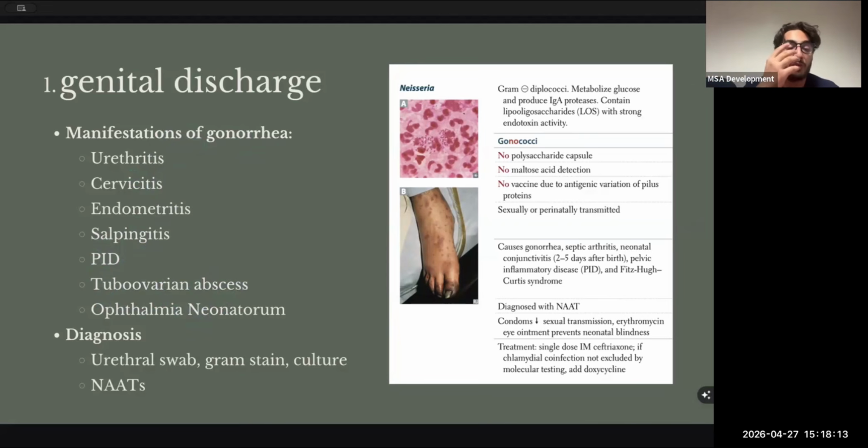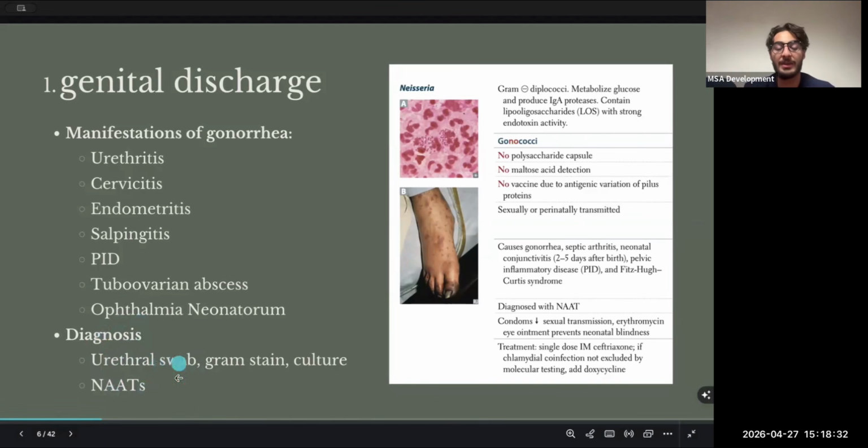And that just has to do with the female anatomy, the urethra being shorter, for example. If there's not too much discharge, then you really are not going to see too many symptoms. Usually males have more of the discharge symptoms and more of the other symptoms that you see. How do you diagnose it?